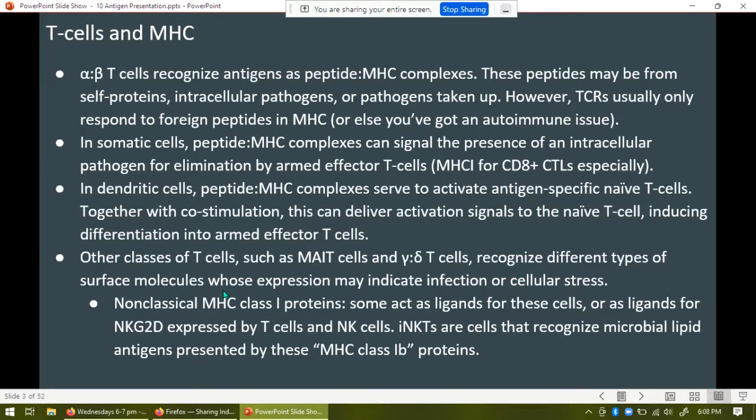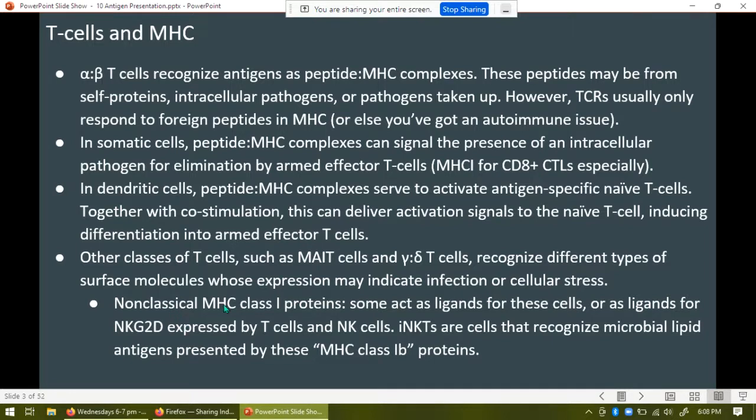Instead, they recognize different types of surface molecules, and often those surface molecules are expressed by cells that are infected or under extreme amounts of stress, either due to infection or because they are cancerous or because they're just in a bad condition of some kind.